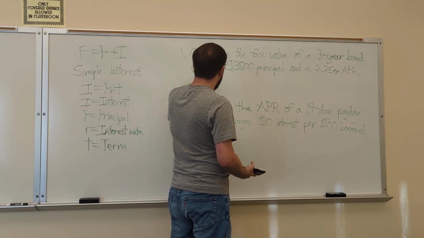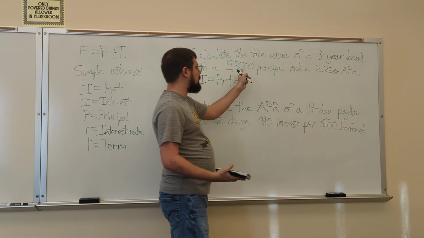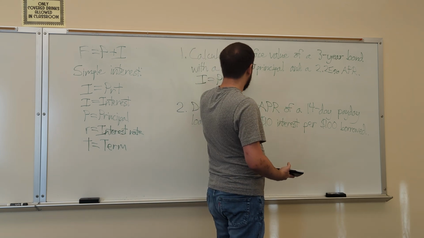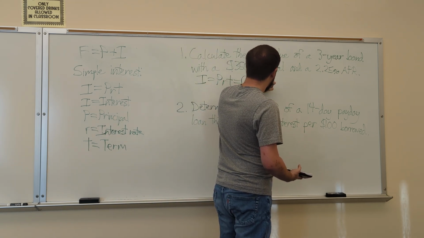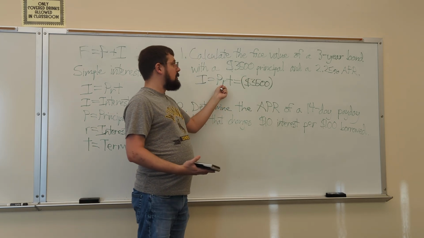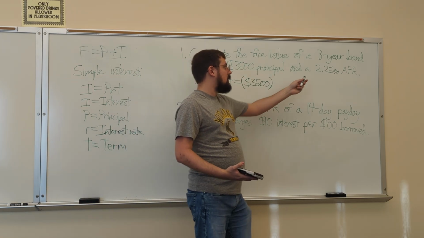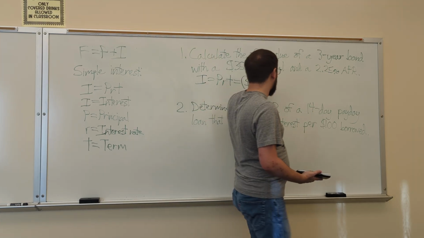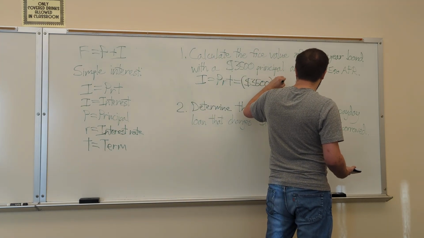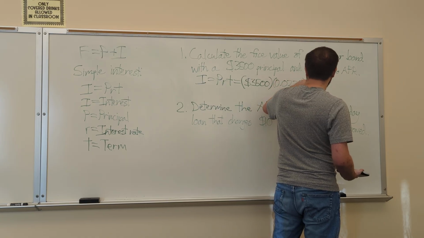So I equals PRT. Our principal, we said, is $3,500. R, this is our APR expressed as a decimal. So in this case, we have a 2.25% APR. So if we were to express this as a decimal, we would write this as 0.0225.